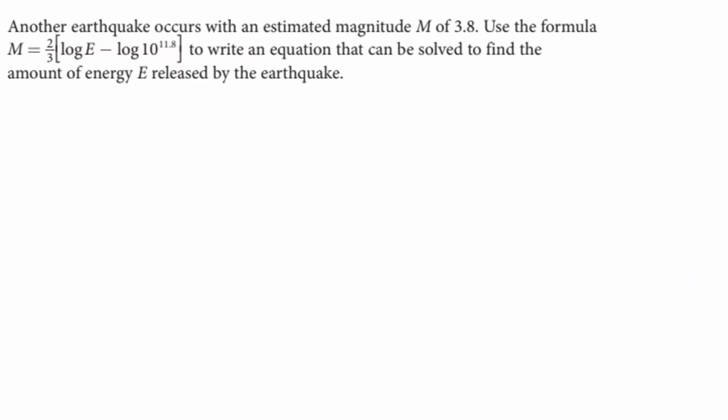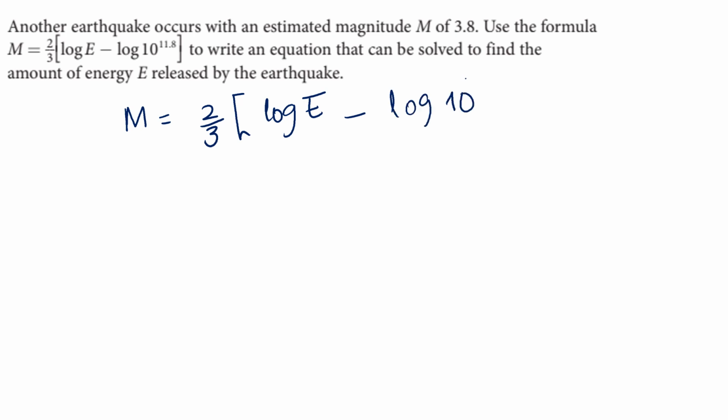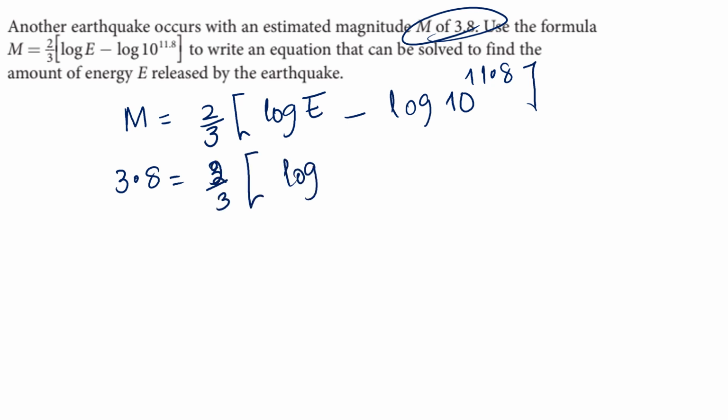Next question, same way. Another earthquake occurs with an estimated magnitude of 3.8. The first thing is that I have to write the formula which is given to me to calculate the energy: 10 to the power of 11.8. And in place of M, I will replace my magnitude, which is 3.8. I also know that if log and 10 are written together, they will be cancelled out. And if you have a doubt, you can write it in the calculator.